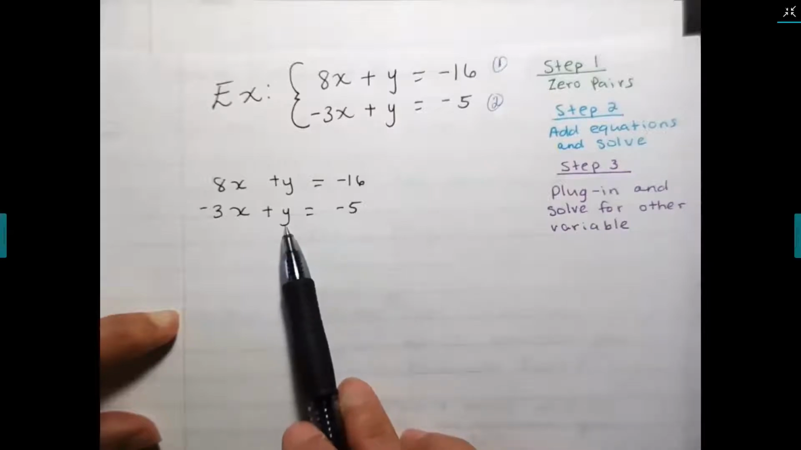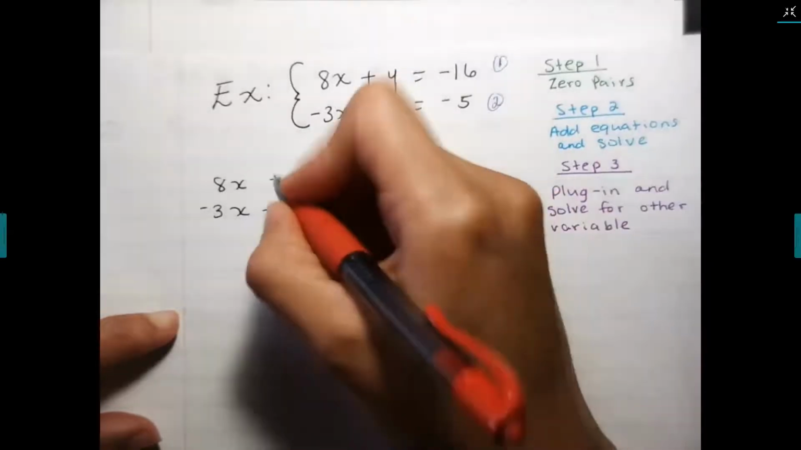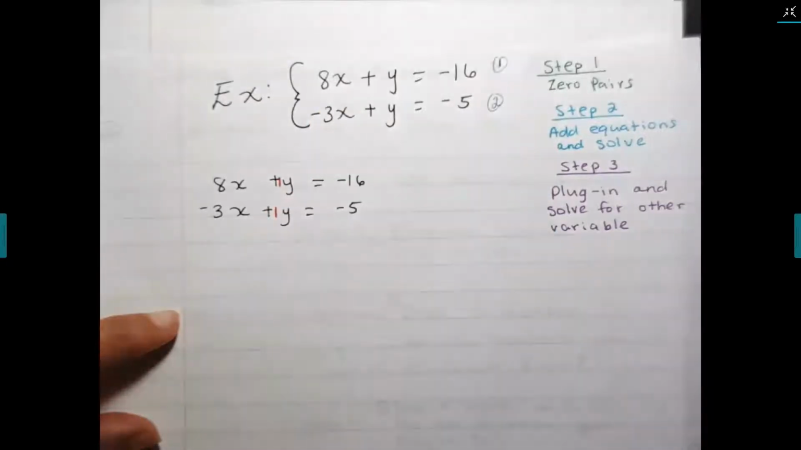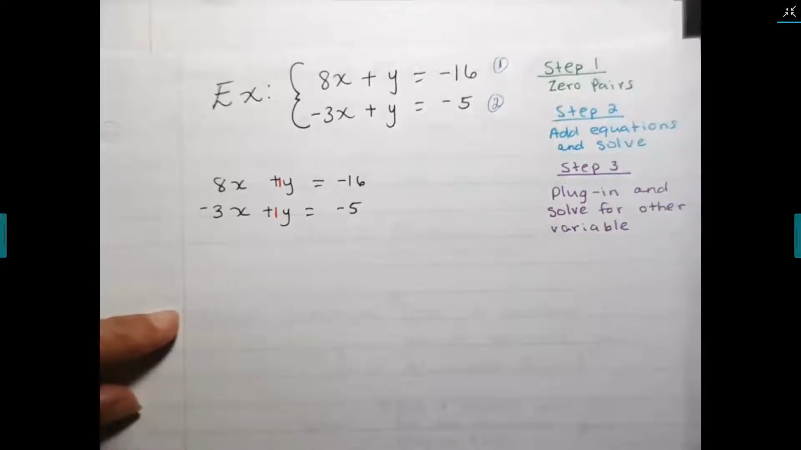If I look at y, since there's no coefficient there, they both have a coefficient of 1. Okay, so at the very least, it already has the same number. Now my job is to just make them the opposite sign so that they can actually cancel out. And we know that one of the easiest ways to switch the sign on something is to simply multiply times the negative 1. All right, so that's what I'm going to do.